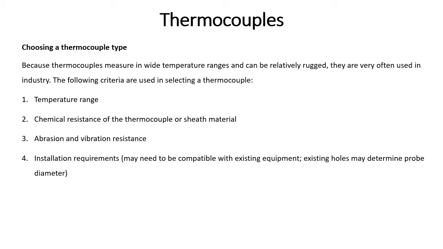Now, choosing a thermocouple is generally decided based on the following factors in industry. One is the temperature range in which your process works. Second is the chemical resistance of the thermocouple or the sheath material used in the industry. Then abrasion and vibration resistance of the thermocouple, and installation requirements. You may need to be compatible with the existing equipment. Existing holes may determine the probe diameter, and each thermocouple diameter size will be different from each other. So all these factors help you decide what kind of thermocouple you have to use in the industry.